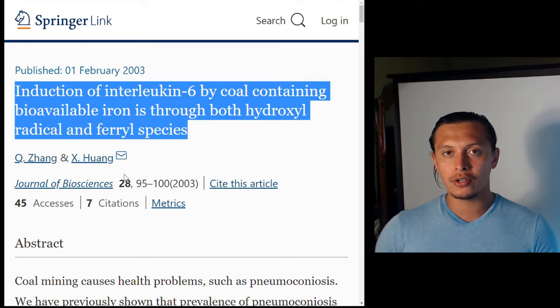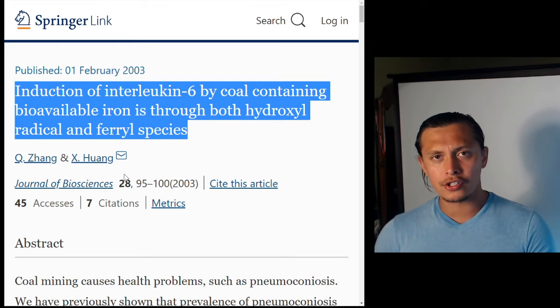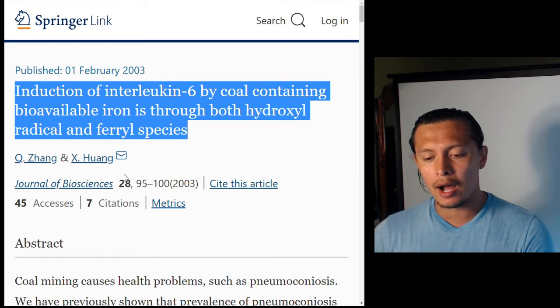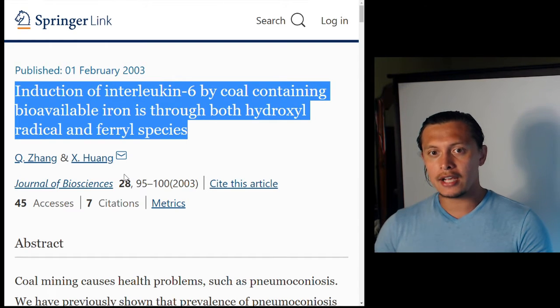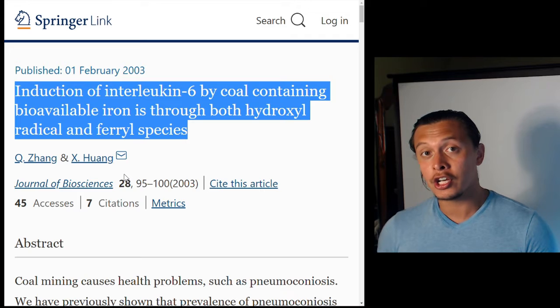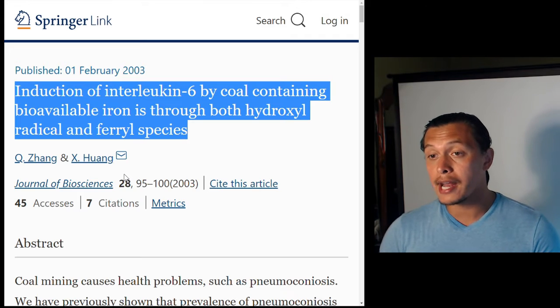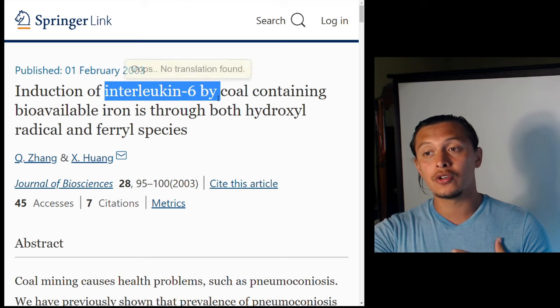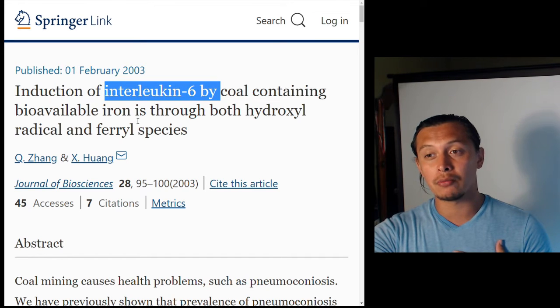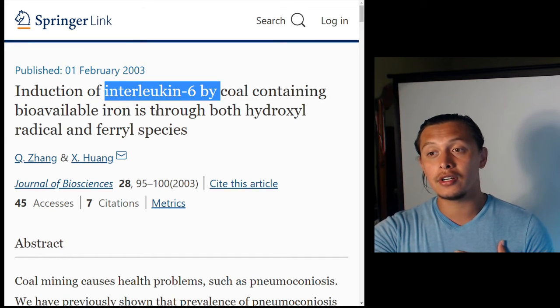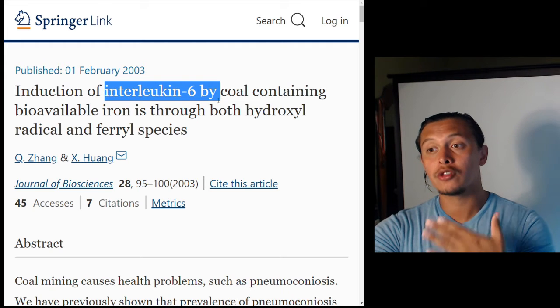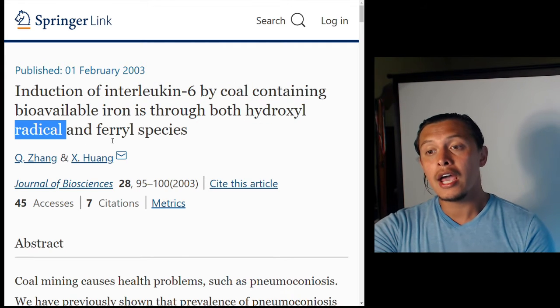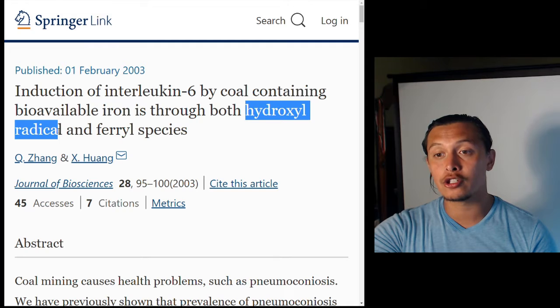However, what I want to stress is that the upregulation of interleukin 6 is not, I believe, sufficient to describe what we are seeing right now. So here I want to make mention that the induction of interleukin 6 by coal-containing bioavailable iron is induced through both hydroxyl radicals and ferryl species. So what is a hydroxyl radical?